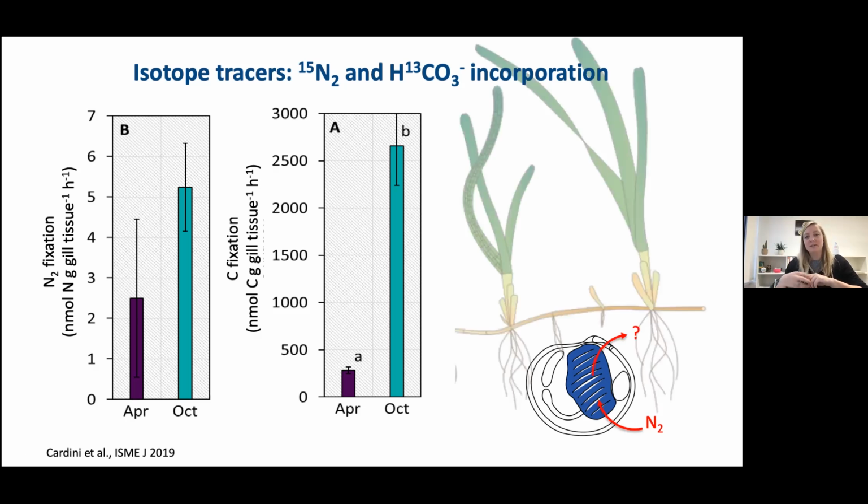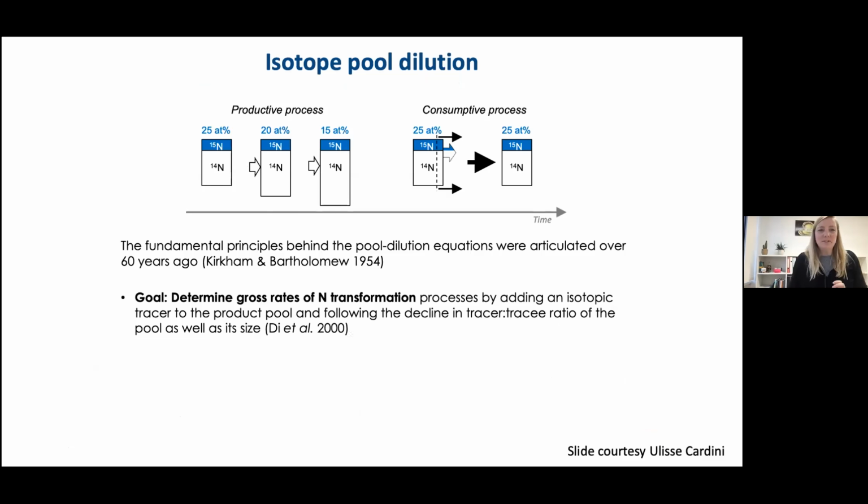The next question is, was some of this being released to the environment as some kind of useful nitrogen source for the surrounding environment, such as the seagrasses? To do this, we used a technique that's been used very often in terrestrial science, but not so often in the marine environment yet. And I'm happy to go into this in more detail later, but just to give you a very superficial idea of the experiment, the technique is called isotope pool dilution.